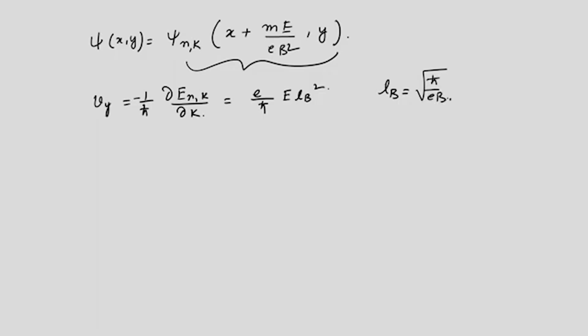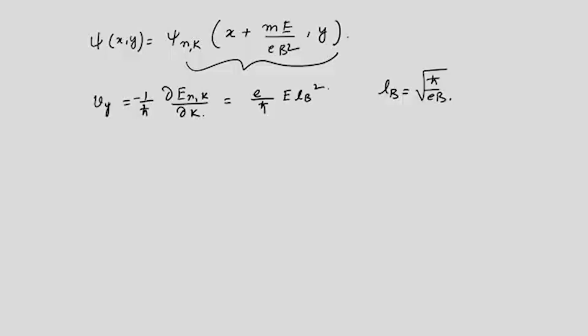So Vy, it acquires a velocity in the y direction, and L in terms of this electric field depends upon the strength of the electric field, and it also depends upon the inverse of the magnetic field. So it's like E by B, because L_B squared goes as E by B. So it's a ratio of the electric to the magnetic field.